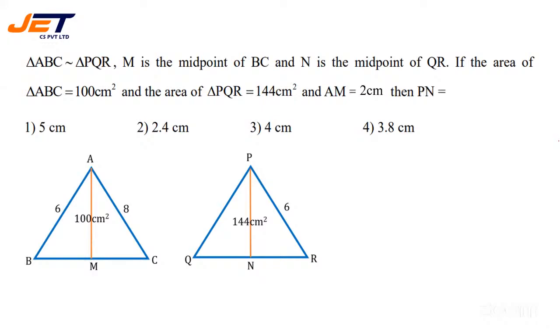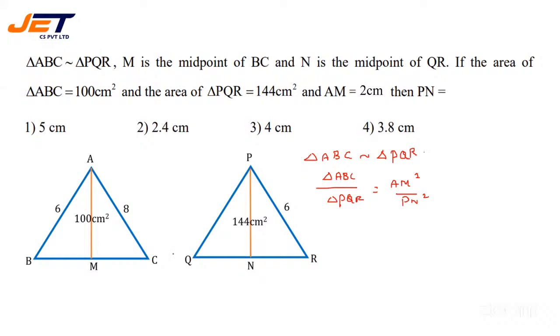All right. So here, now let's take triangle ABC. They say that it is similar to triangle PQR, isn't it? So what does this theorem say? Triangle ABC by triangle PQR is equal to AM square by PN square, isn't it?